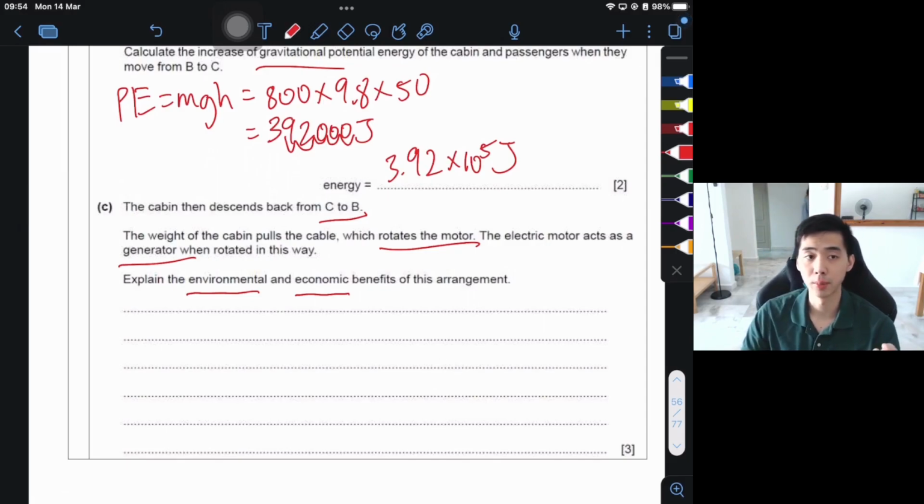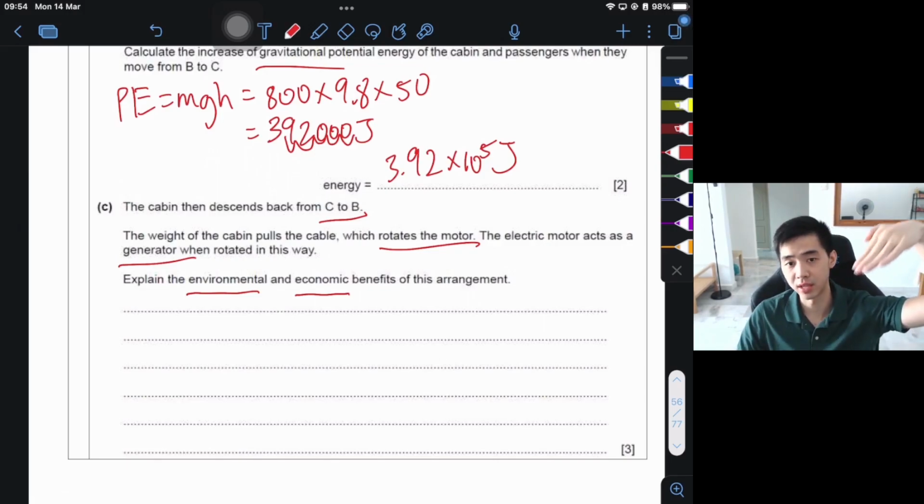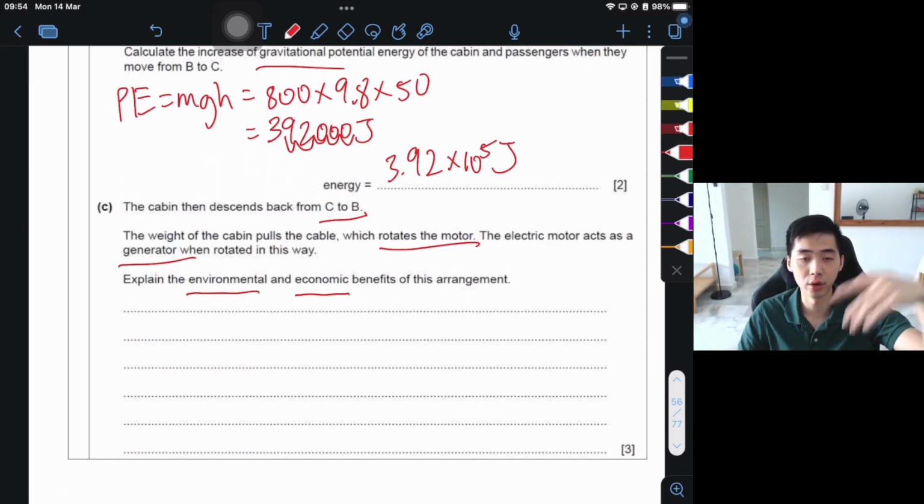Whenever they talk about economical benefits, they're asking how does this arrangement help reduce the cost of producing energy, which if you think about it kind of makes sense, right? As it goes down, the gravitational potential energy is going to pull the cabin downwards, right? This actually causes it to generate electricity on its own, meaning to say the overall operation is going to require much less energy, because as it goes down, it creates its own energy in this scenario here.